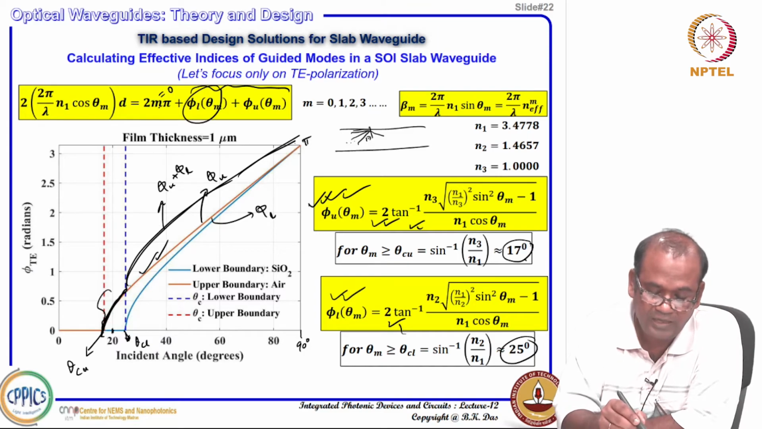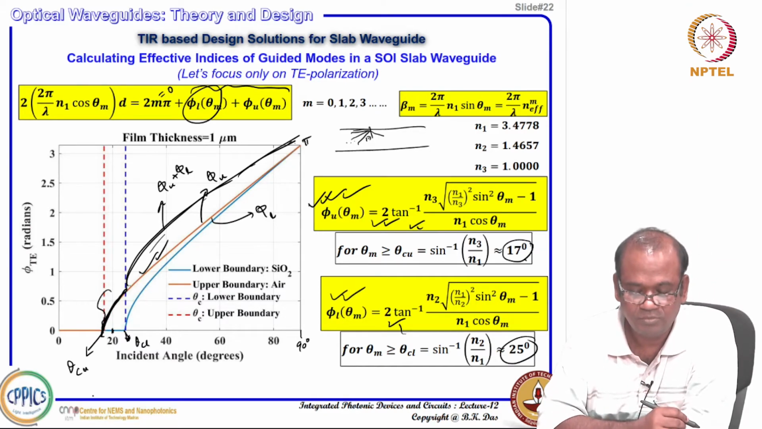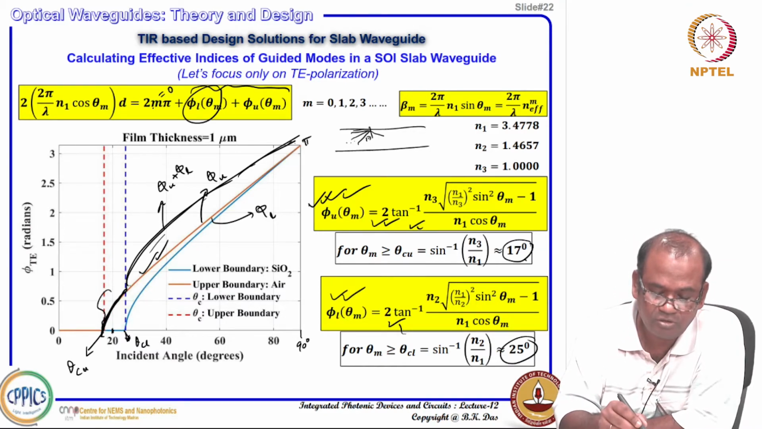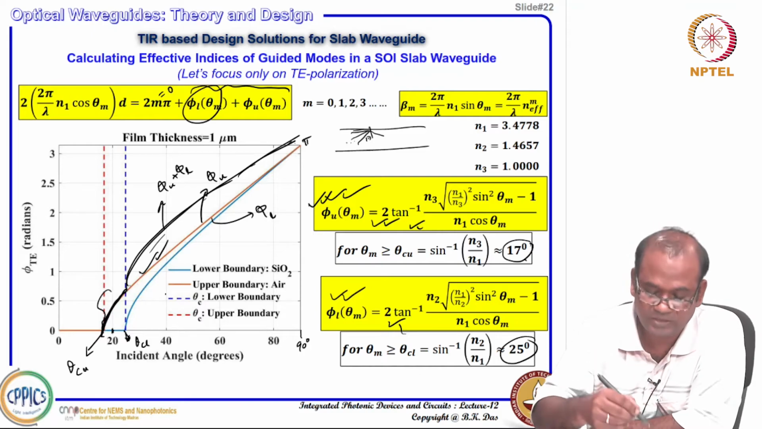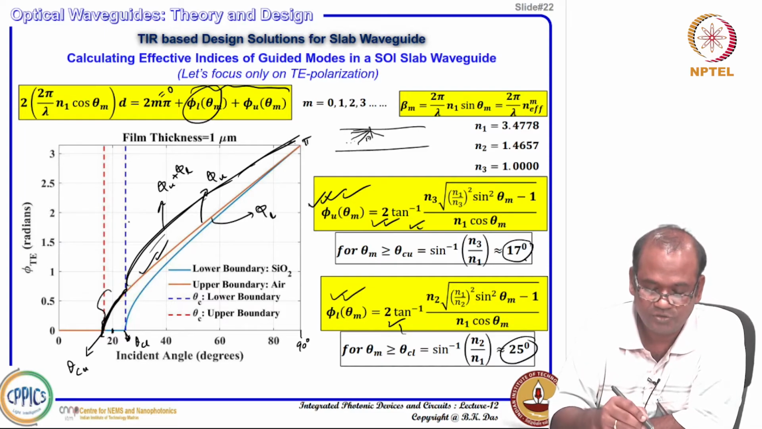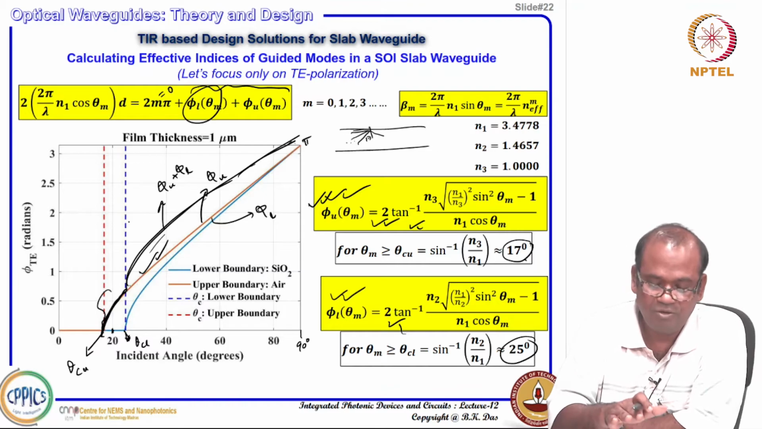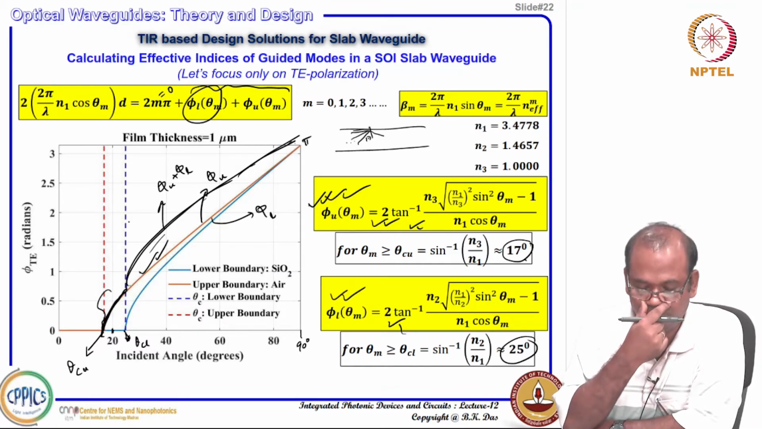For m equal to 1, all the data points get 2 pi more, and if you go to m equal to 2, you have to add 4 pi. It is the same curve shifted upward, 2 pi upward, 4 pi upward, 6 pi upward. So you can generate many curves just by changing the m value.